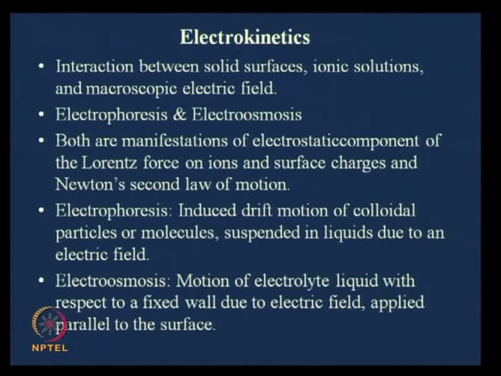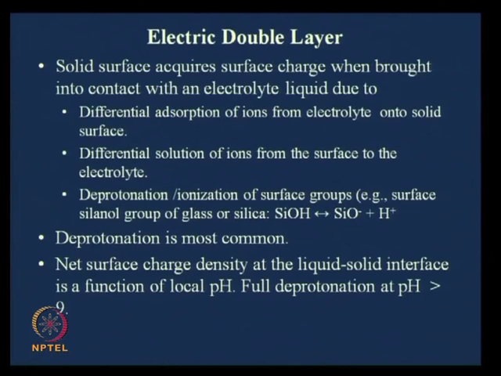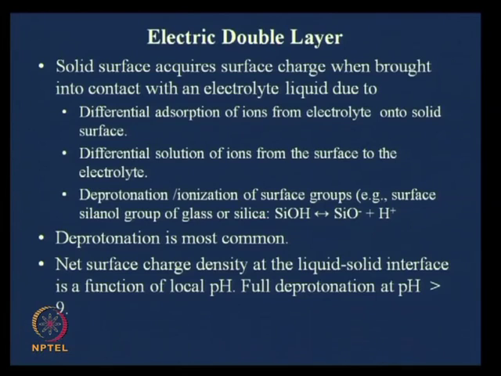Electro-osmosis is basically a motion of electrolyte liquid with respect to a fixed wall due to an electric field applied parallel to the surface. What we mentioned in the last class is that when there is a solid surface and an electrolyte next to it, the electrolyte dissociates into positive and negative ions, and the solid surface acquires surface charge when brought into contact with an electrolyte liquid, due to various reasons.